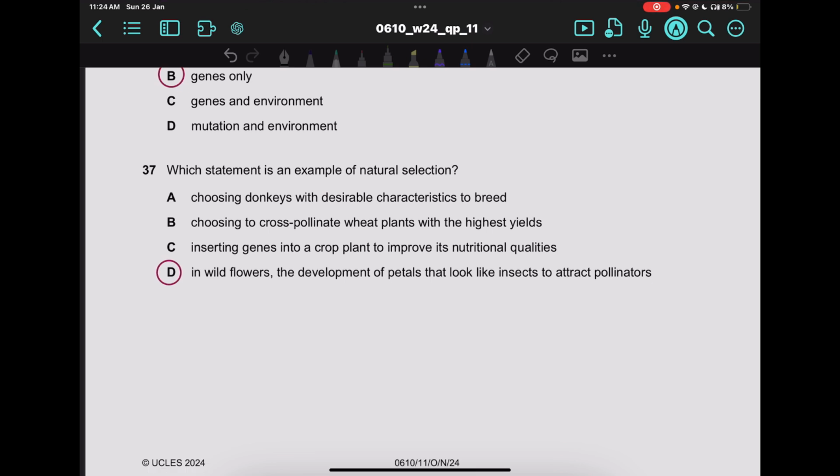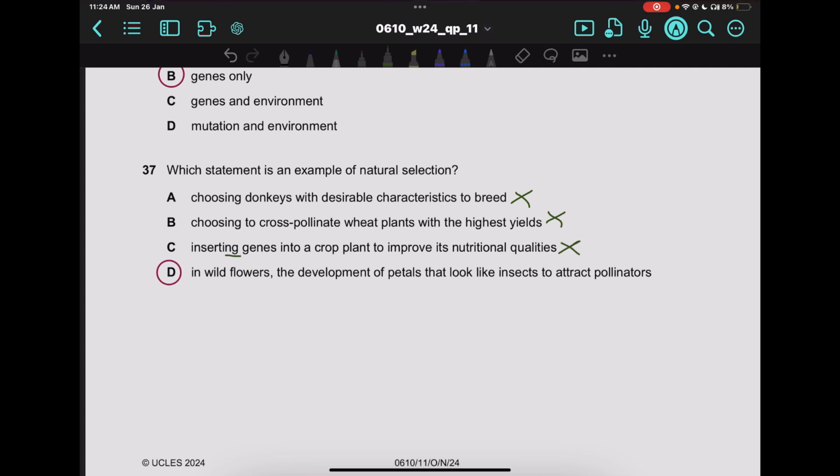37. Which statement is an example of natural selection? Choosing donkeys with desirable characteristics to breed. This is not natural. Choosing to cross-pollinate wheat plants. Of course, this is not natural again, because this is selective breeding. You chose to do this. They didn't choose to do this, the animals or the plants. Inserting genes, again, this is humans who did this. It's not natural. So again, this is selective breeding.